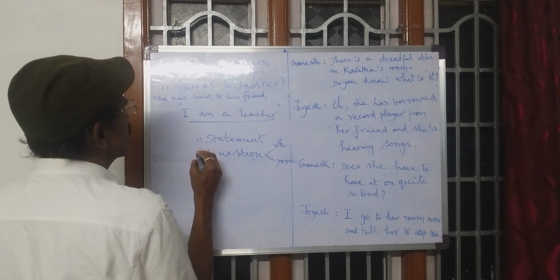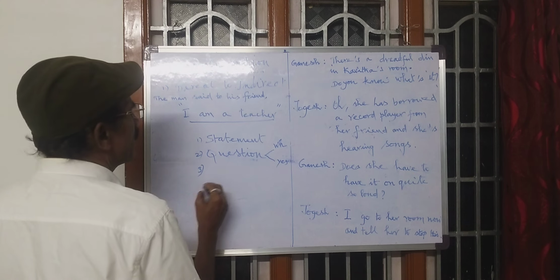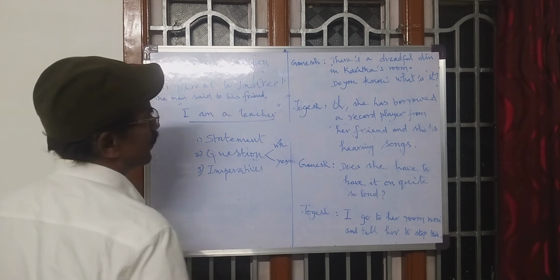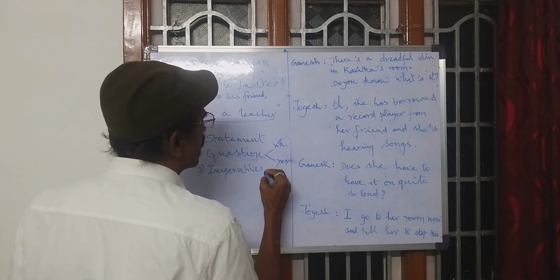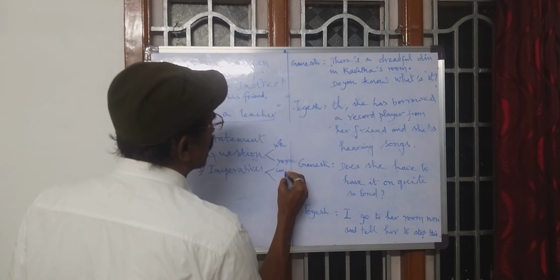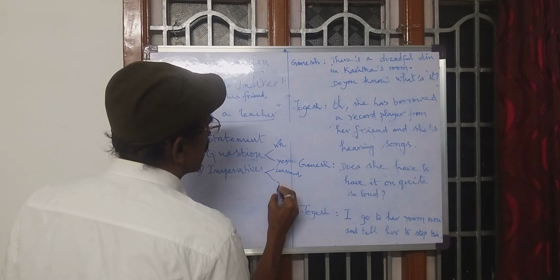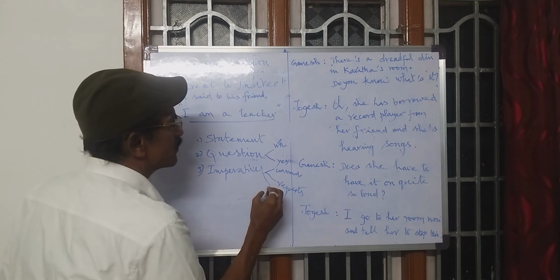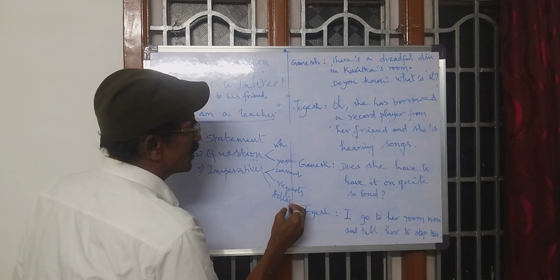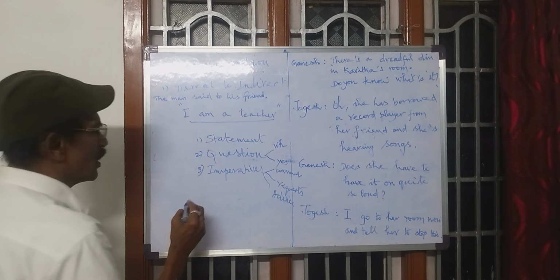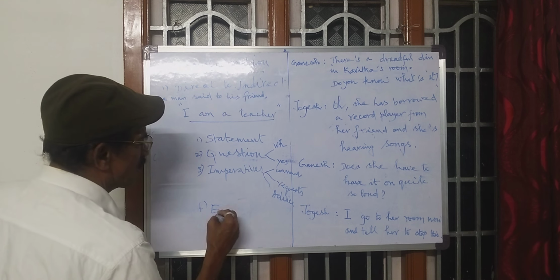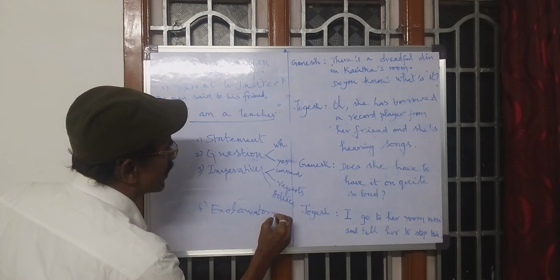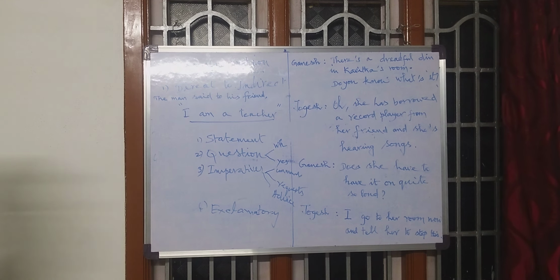So first statements, second questions, the third one is imperatives. Imperatives means commands and requests, commands, requests and advice, etc. All these come under the category of imperatives. And finally, the exclamations, exclamatory sentences. So these are the four kinds of sentences.